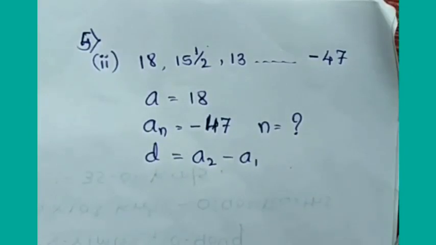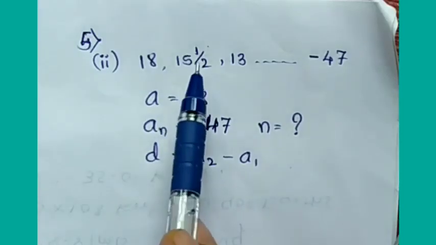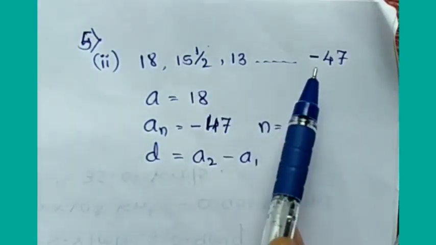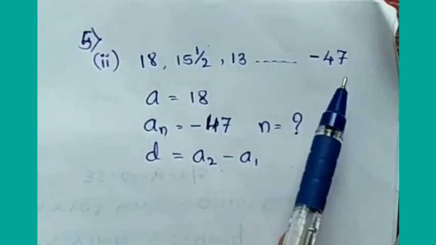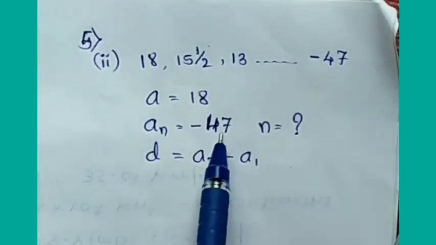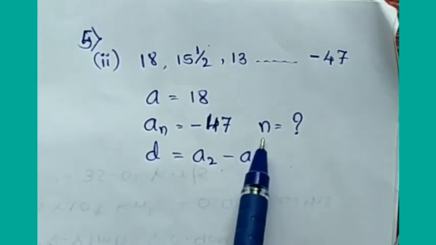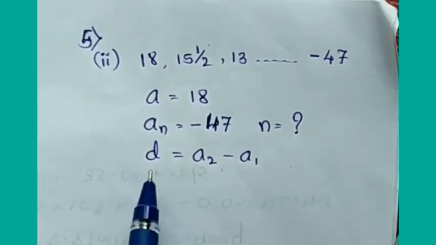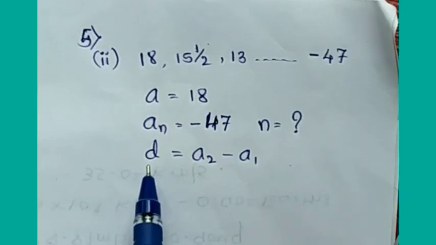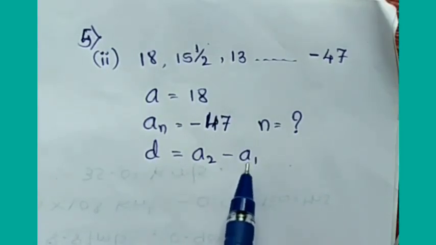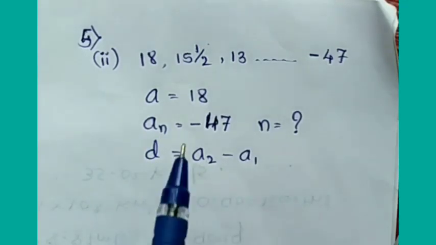In the 5th, that means the second question, they have given here one AP, that is 18, 15 integer 1 by 2, 13 up to minus 47. It means here a is 18, the last term, that is an, is minus 47. You have to find how many terms. Terms means the n value. You have to find n. So n equals question mark. And for this calculation we need the common difference. So for the common difference we know the formula. What is the formula? a2 minus a1 or a3 minus a2. Okay, so here a2, what is a2? That is in mixed fraction.